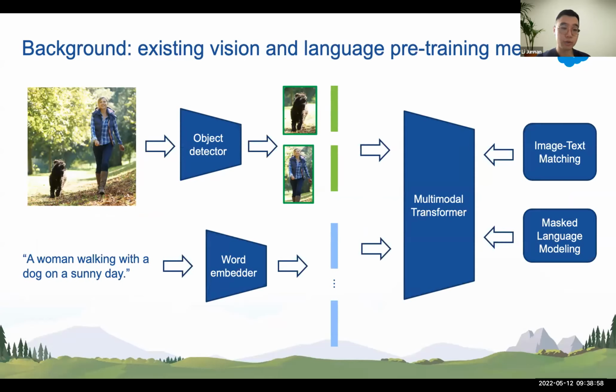So let me introduce the background of existing works in this field. For existing vision language pre-training methods, people usually use an object detector to extract image features, and they use a word embedder to extract the word features. And they concatenate those features and give them to a multimodal encoder, which is usually a transformer architecture. Then people commonly use two losses to train the model: image text matching, which is a classification loss to tell whether this image and text are matched or not matched. And the other loss is masked language modeling, which is commonly used in NLP, where you mask certain words and try to predict the masked token.